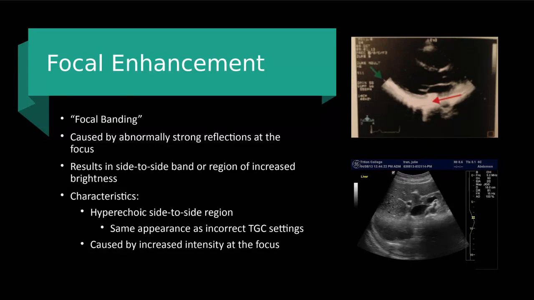So you want to smooth out your TGC curves and you want to make sure that your focus is being positioned at the correct location. So this is actually going to be caused by increased intensity at the focus. Depending on what structure we're looking at, depending on our other settings, if we have our focus set in an inappropriate location, we could be sending more of that sound beam's energy to that level, and that's why that horizontal piece of our screen is appearing more hyperechoic or more enhanced.